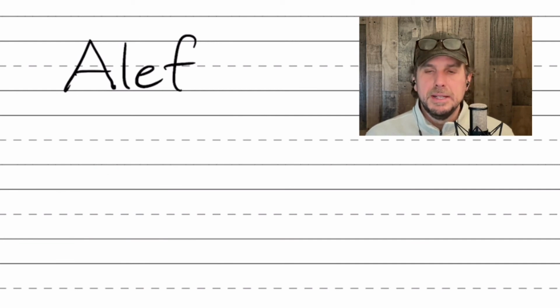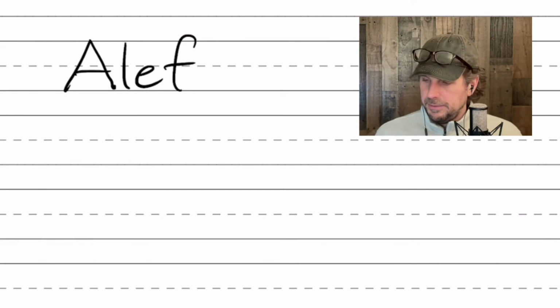So Alef is the first letter of the Hebrew alphabet, and there are many acrostic psalms in the scriptures, acrostic poems. One of the most famous, of course, is Psalm 119, and the first 8 verses. Each of those first 8 verses begins with the letter Alef.